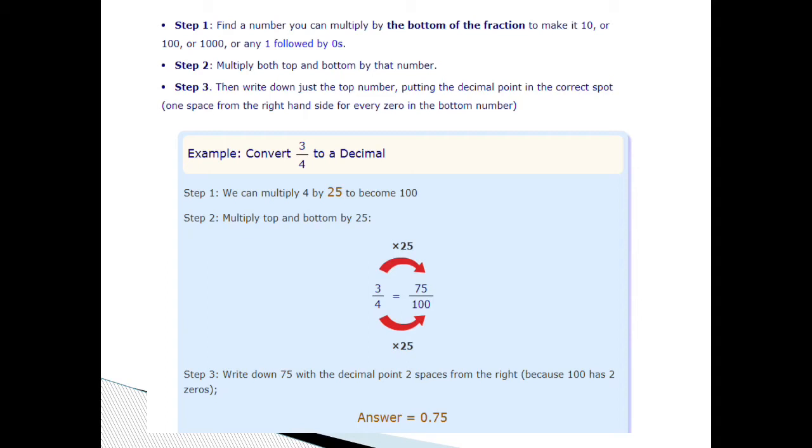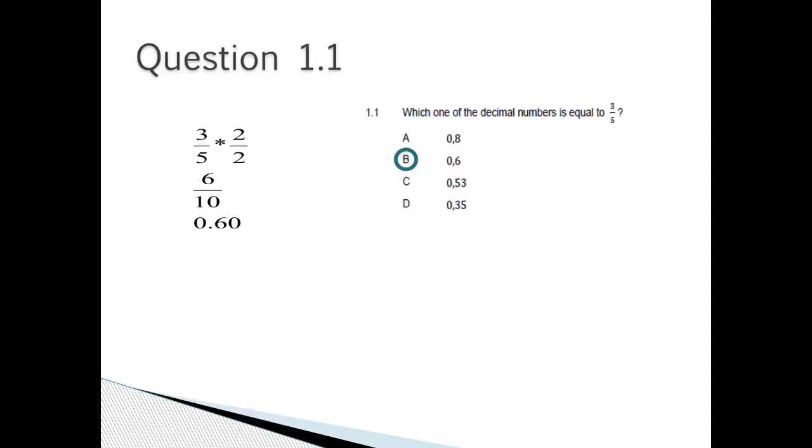Example, convert 3 over 4 to a decimal. Step 1. We can multiply 4 by 25 to become 100. Step 2. Multiply the top and bottom by 25. Step 3. Write down 75 with the decimal point 2 spaces from the right because 100 has 2 zeros. So your answer is equal to 0.75. So the decimal that equals 3 over 5 is B, 0.6.